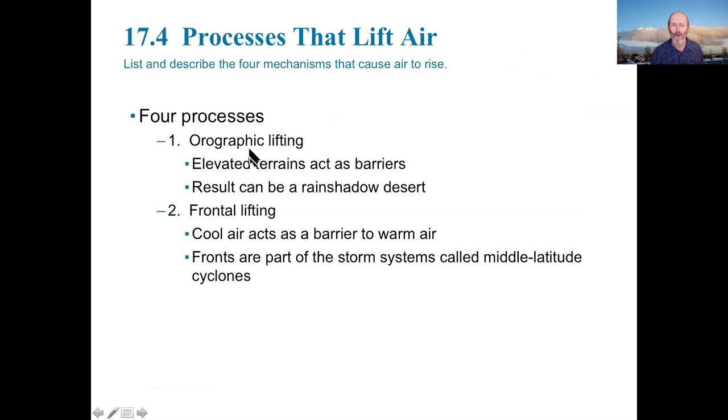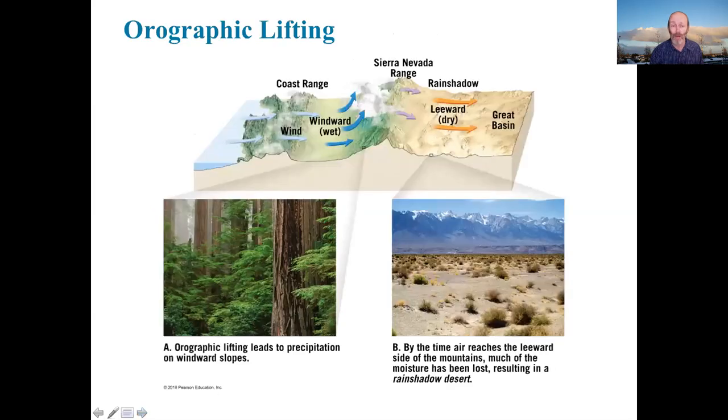We have orographic lifting, and this is where we have different kinds of terrains that will act as barriers as things are moving through. It hits mountains, it hits plateaus, it hits different things, then we can end up with deserts on one side because the stuff is being blocked. Then we have frontal lifting, and this is where we end up with cool air and warm air hitting each other. That will often end up in, especially here in the Midwest, with tornado weather.